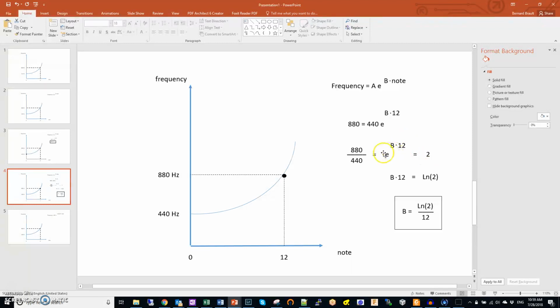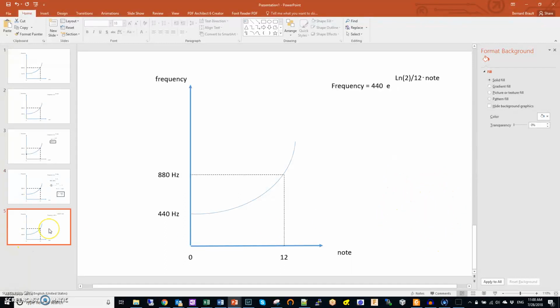If we take the natural log on each side of this, the B times 12 pops out, because the natural log cancels out the exponential, and we have the natural log of 2 on the other side. And finally, we just divide both sides by 12, and then we get this value for B. So here's the formula for the frequency of all the notes on the chromatic scale, and it's 440 e to the power of this constant times the note.